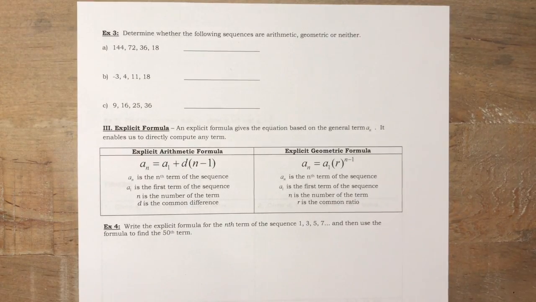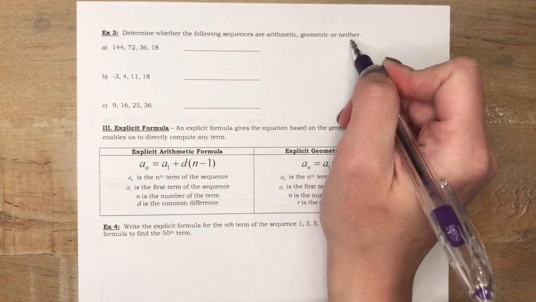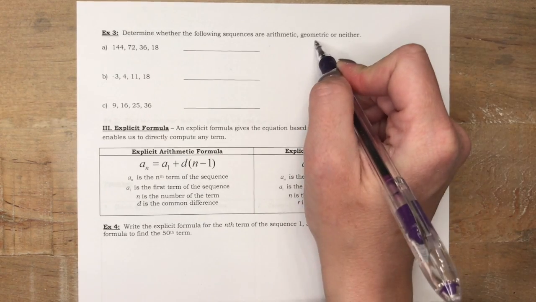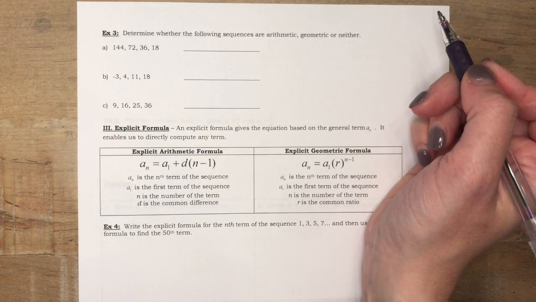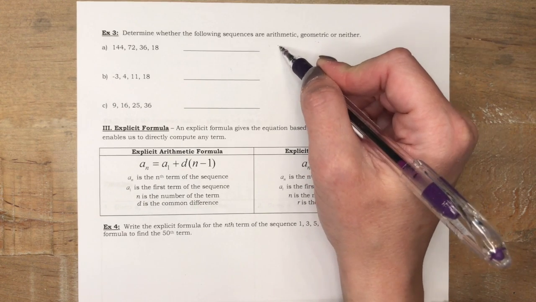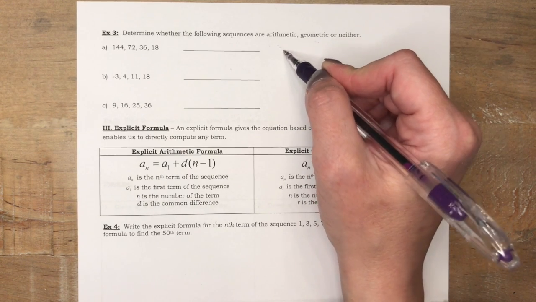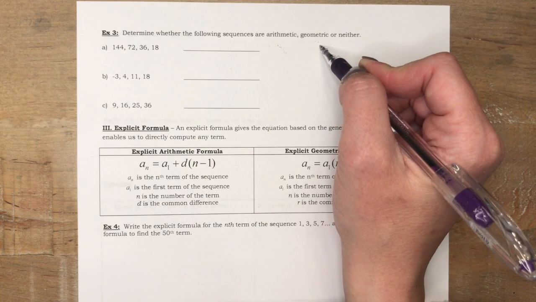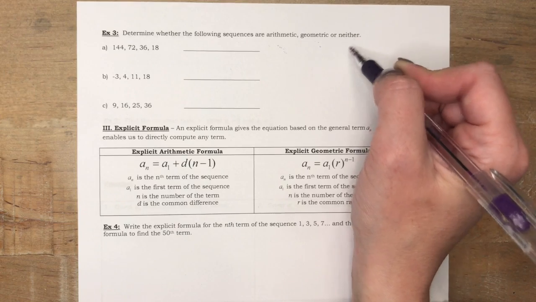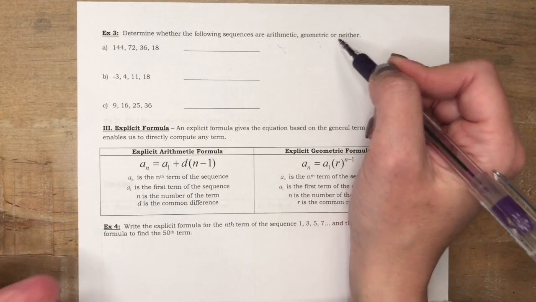So now we have to determine whether a sequence is arithmetic, geometric, or neither. Not every sequence is one of these two. It could be a predictable pattern, but not necessarily arithmetic or geometric. Remember, in arithmetic you're adding the same number to each term. In geometric, you're multiplying by the same number for each term. So neither, it could be a pattern, just not one of those two.